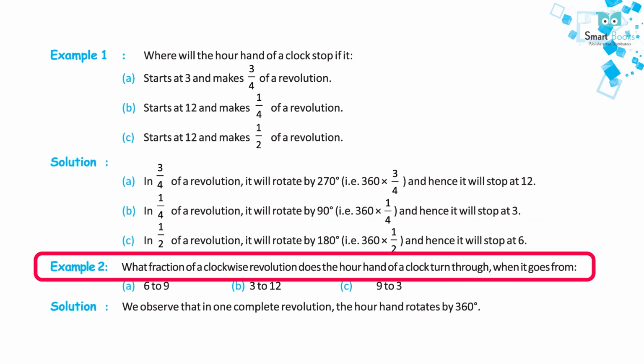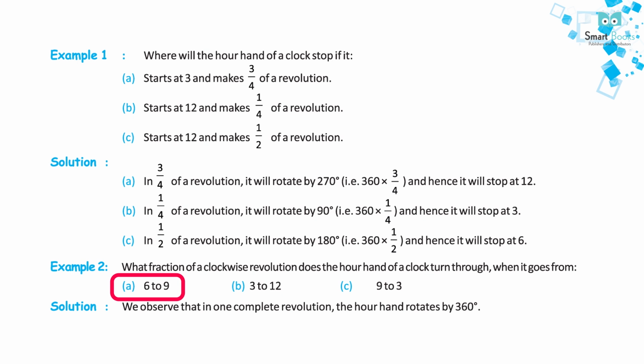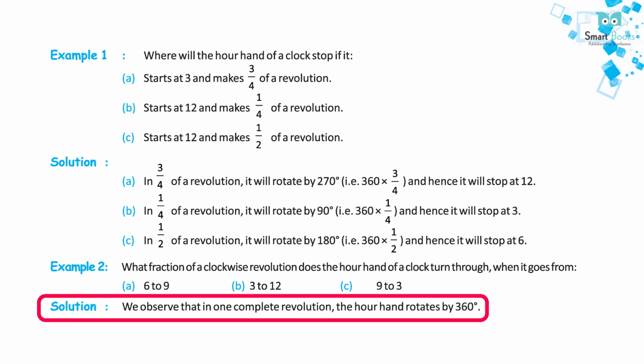Example 2. What fraction of a clockwise revolution does the hour hand of a clock turn through when it goes from A. 6 to 9, B. 3 to 12, C. 9 to 3. Solution. We observe that in one complete revolution, the hour hand rotates by 360 degrees.